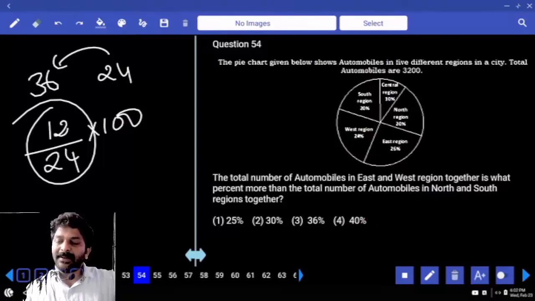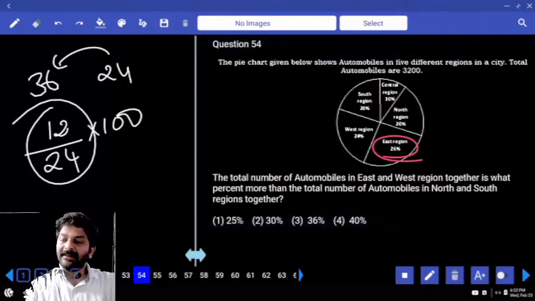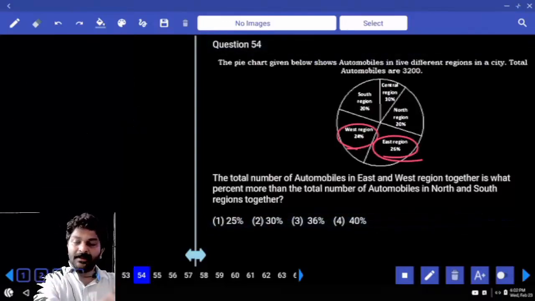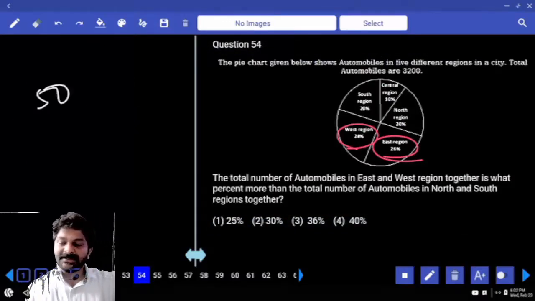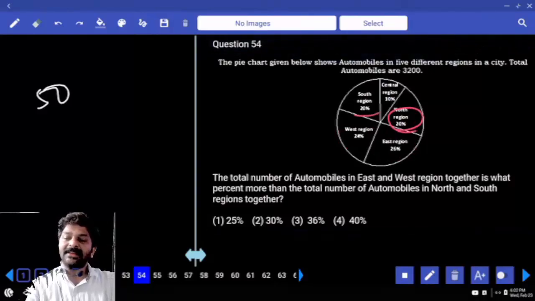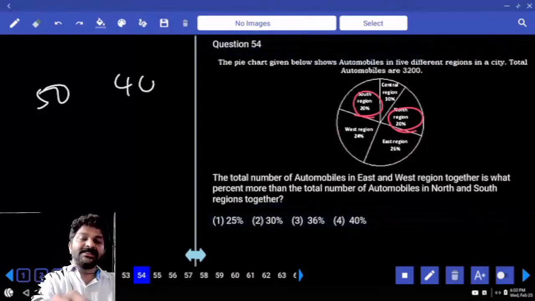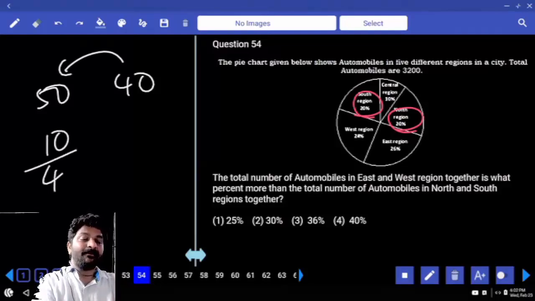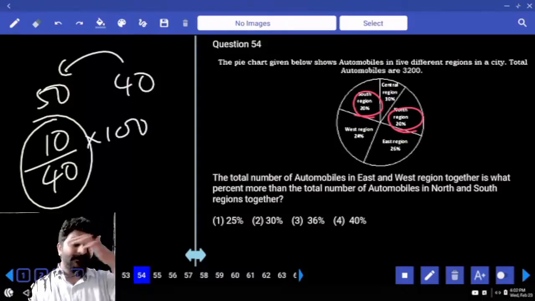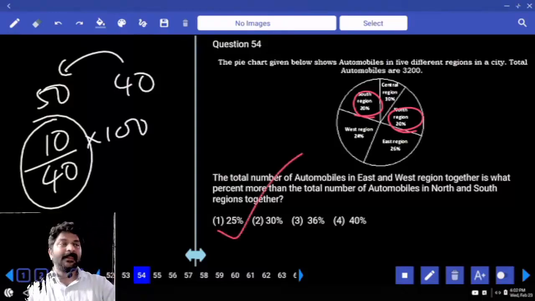Total number of automobiles in east and west together, 50, is what percent more than total number of automobiles in north and south region together? North and south together it is 40. With respect to 40, 50 is 10 more. Percentage into 100, this is 1 by 4. 1 by 4 meaning 25%.